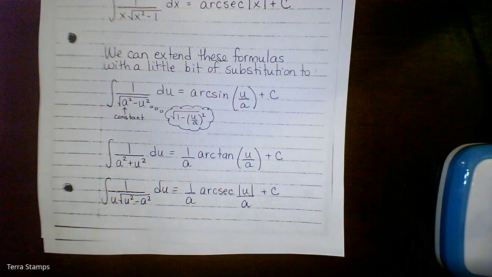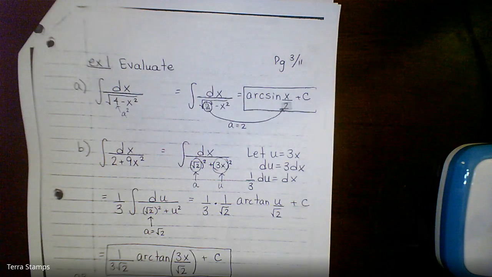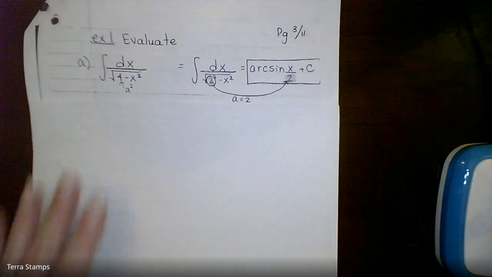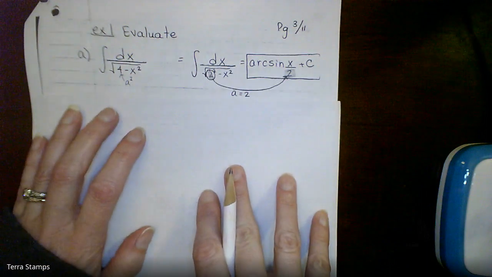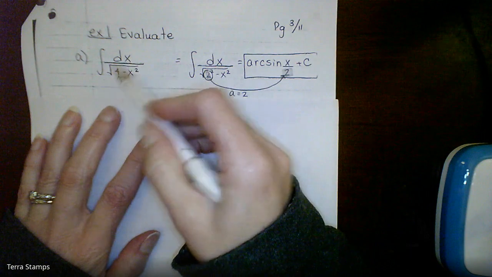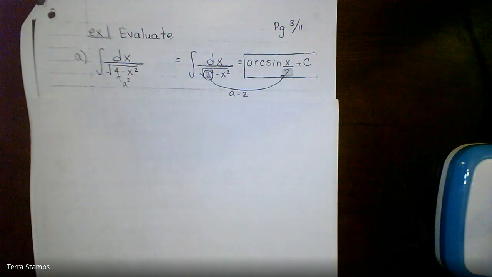All right, so let's see how these formulas are going to go for us. Let me grab a piece of paper to cover up some of these answers as we go along. So this first one, we have the integral of dx over the square root of 4 minus x squared. This one is very similar to that arcsine formula that we just had.